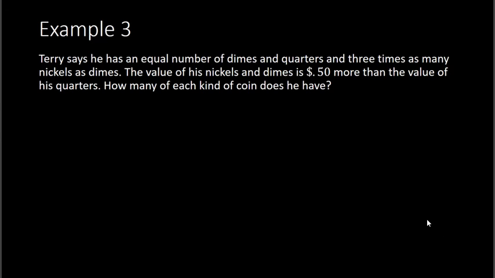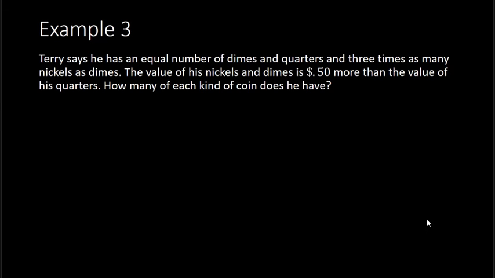Now for our third example, and this one also has no solution. And here is why. So we're given that Terry says he has an equal number of dimes and quarters and 3 times as many nickels as dimes. The value of his nickels and dimes is 50 cents more than the value of his quarters. How many of each kind of coin does he have?